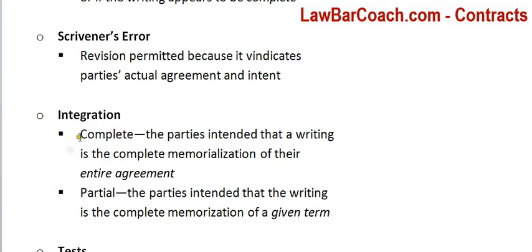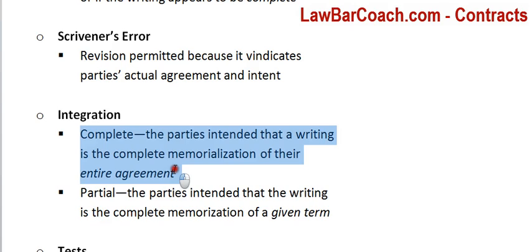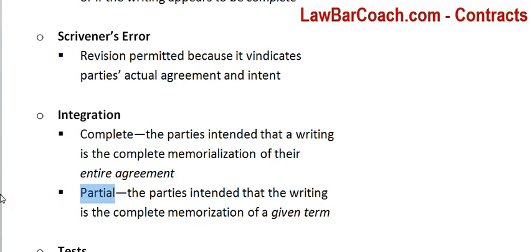Complete integration means the entire contract, as stated in the writing, is our agreement. There's nothing else that we said to each other that we want to be part of the contract. The writing is the final version of the entire agreement, which is essentially a merger clause. Everything is integrated. There's complete integration. Partial integration is if a given term is integrated.